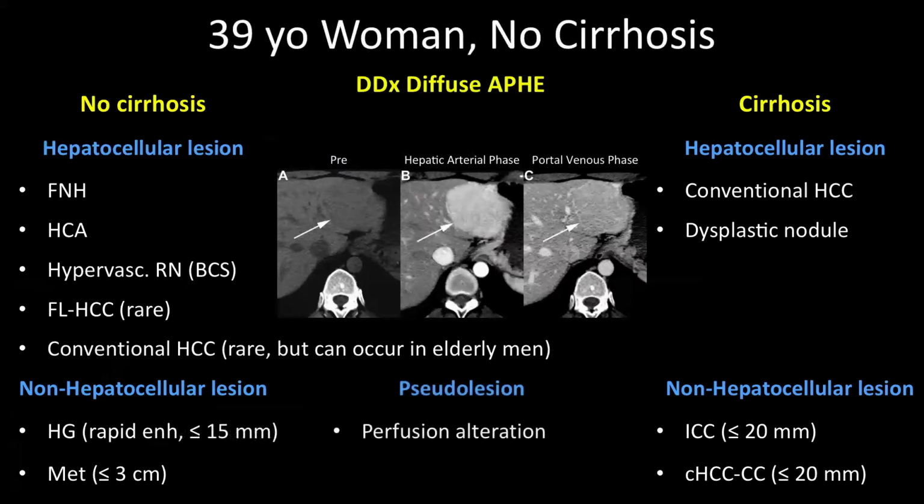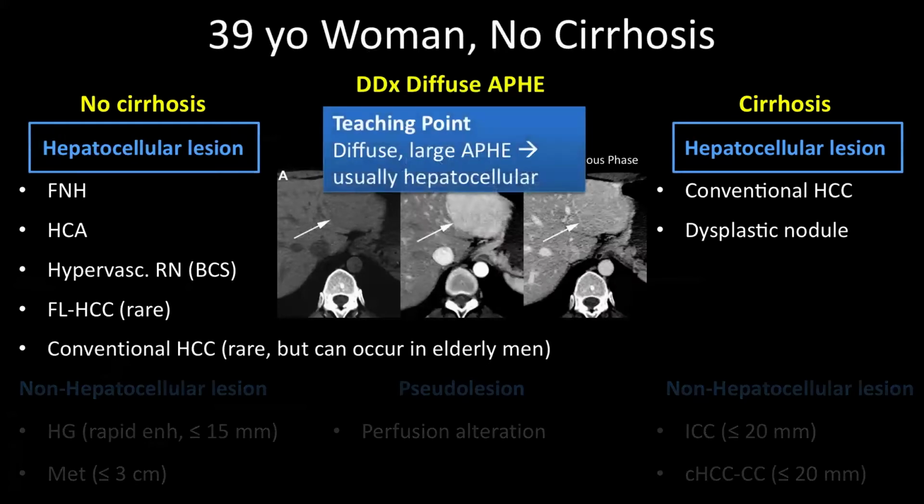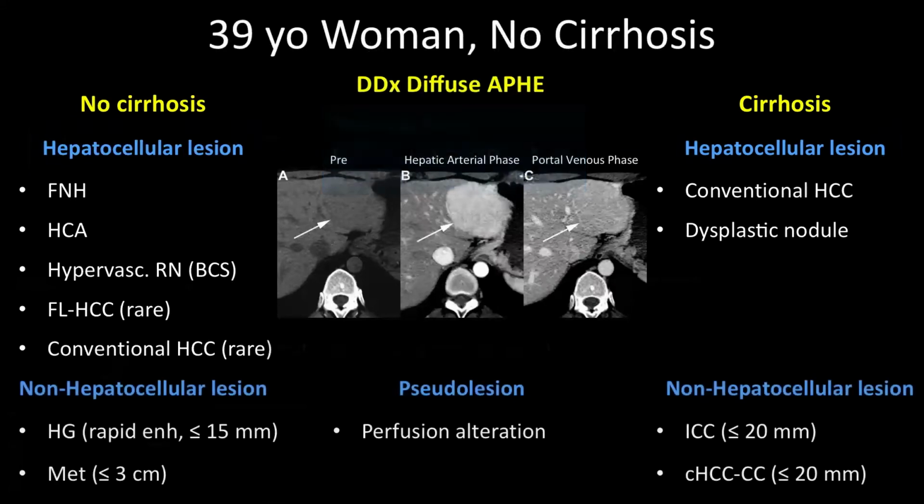So this is the differential diagnosis for diffuse AFI, but now let's look at this particular patient. Oh, sorry, before I do that, I just want to make a teaching point. Notice that large masses with diffuse AFI, whether you are cirrhotic or not cirrhotic, are likely to be hepatocellular. So the teaching point is: diffuse AFI in a large lesion, usually hepatocellular, and that's an important teaching point.